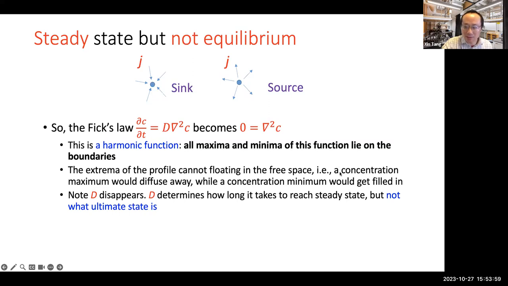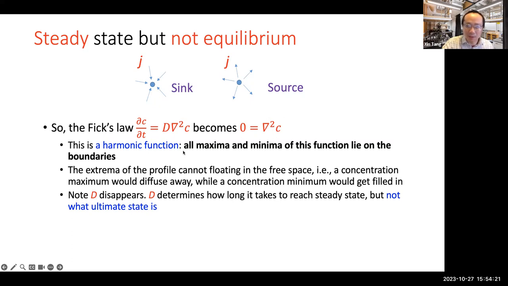So this is actually two different points. If there is a concentration maximum within the free space, they always diffuse away. They will not stay in there. If there is a concentration minimum in the free space, it will quickly be filled in. Then it will not be a concentration minimum anymore.